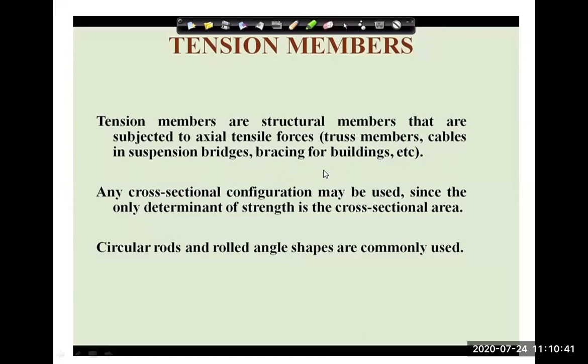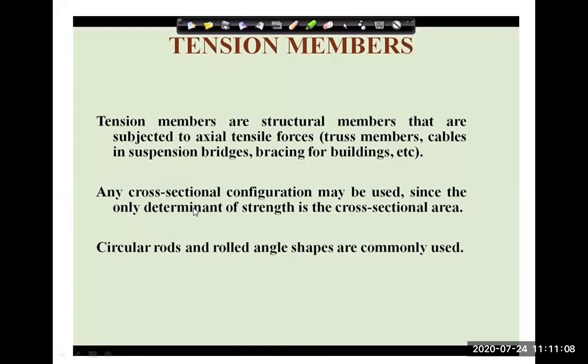Tension members are the structural members that are subjected to axial tensile force. This sentence is very important: subjected to axial tensile force. The member which is subjected to axial tensile force is nothing but the tension member. Are you getting what is a tension member? We will see where these tension members are, and in the next two slides, sketches of the tension member.